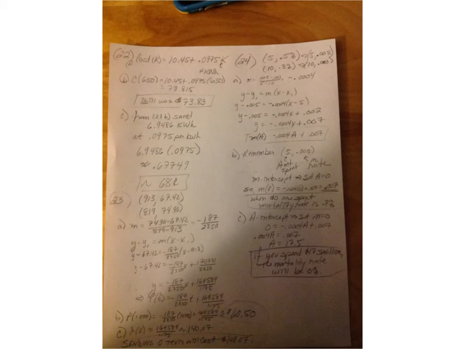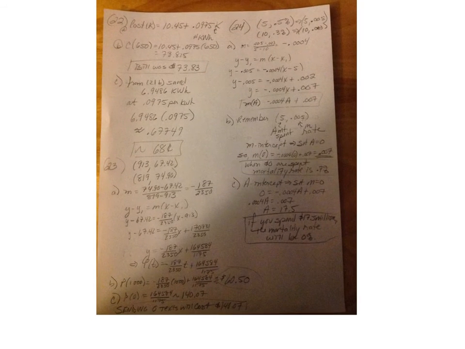Go down to number 23. For number 23, you get two different scenarios. 913 texts gives you 67.42 for your bill. The next month, 819 texts, 74.90. So you're going to make two ordered pairs, where the ordered pairs are the number of texts and then how much money. Now notice that the more texts that are sent, they actually are spending less money. So A, find the linear model.